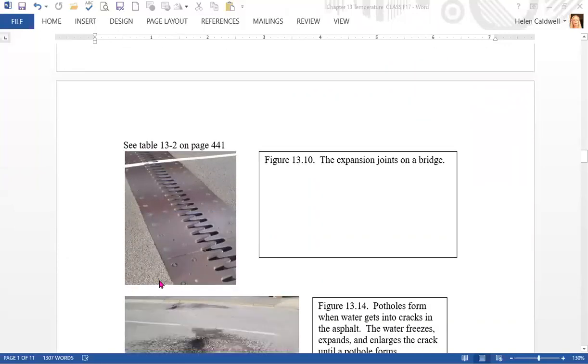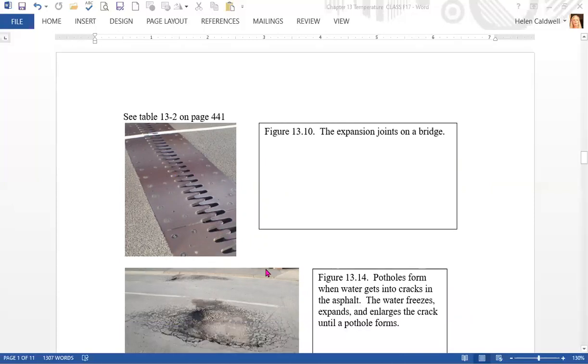This is a photograph of the expansion joints on probably a bridge. You can see that it looks a little bit like a zipper. So this is to keep the bridge from buckling under high temperatures. When it gets hot, the metal will expand and the gap will reduce. When it gets cold, the metal will contract and the gap will increase, but it will always remain a solid. And again, this is from the book.